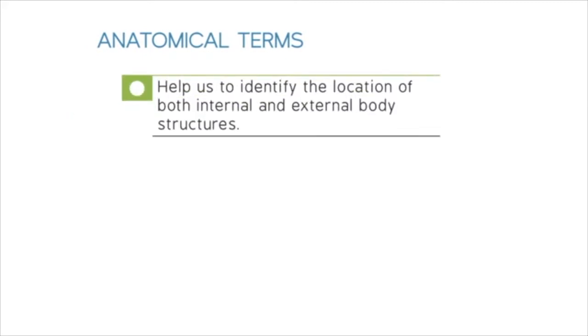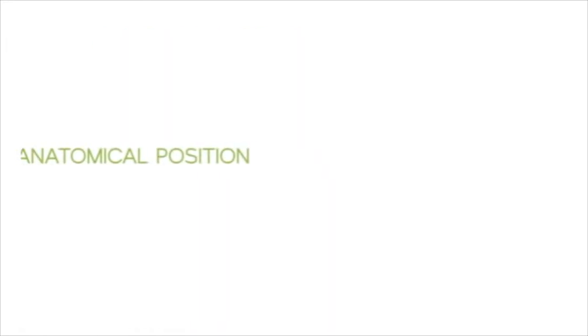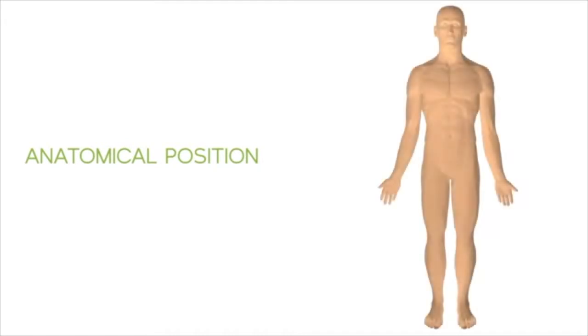Anatomical terms help us to identify the location of both internal and external body structures. Most of these terms are used to identify where something is located on the body relative to another body part. These terms refer to the locations of human body parts as they occur in the universal anatomical position. The anatomical position is an upright standing position with arms at the side, palms facing forward, and both feet together.